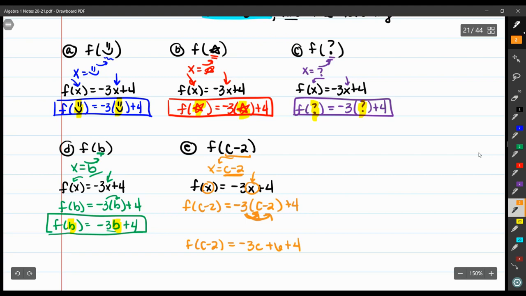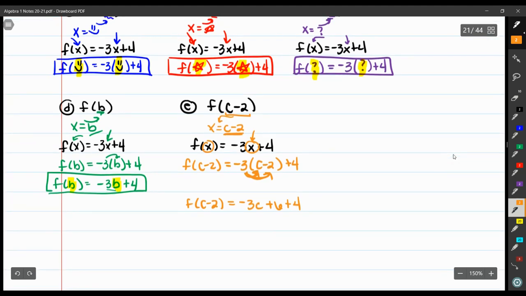Negative 3 times negative 2 is a positive 6. Drop the plus 4. And now we can see, are there any like terms that I can combine? And there are. 6 and 4 are like terms. I can't combine all of them, but I can at least combine some of them. So 6 plus 4 makes 10. Now, as far as making sure the variables are the same, there's a c here and there's a c here. Yes, there is this minus 2.